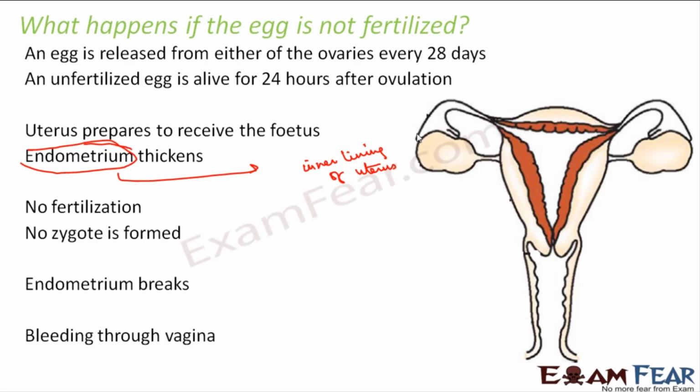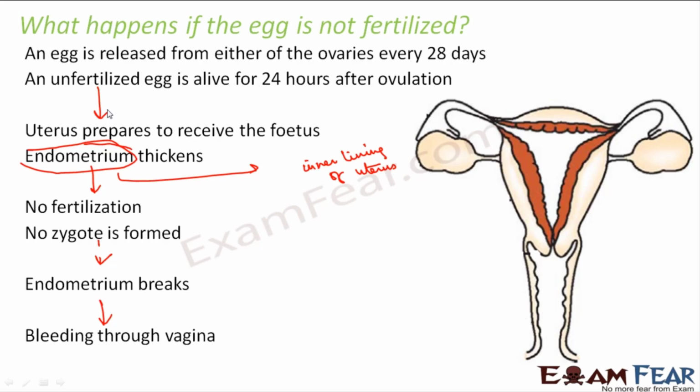So this bleeding, which happens every month, is known as menstruation, and this is what we call the menstrual cycle, because every 28 days a new egg is released by the ovary, and this menstruation also happens every 28 days. So we will look at the calculation of dates in the next slide. So for now you understood why this bleeding happens every month.